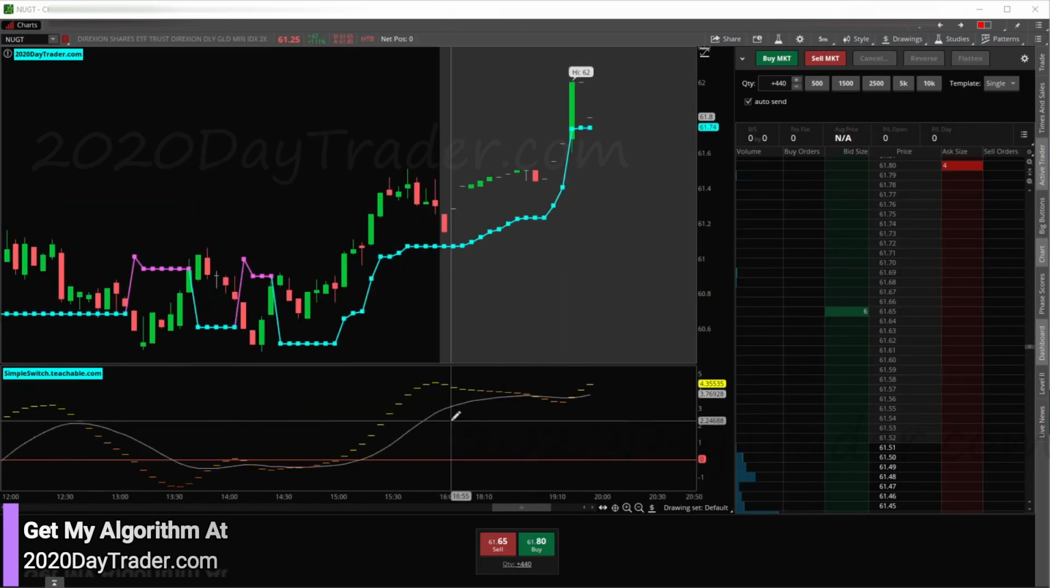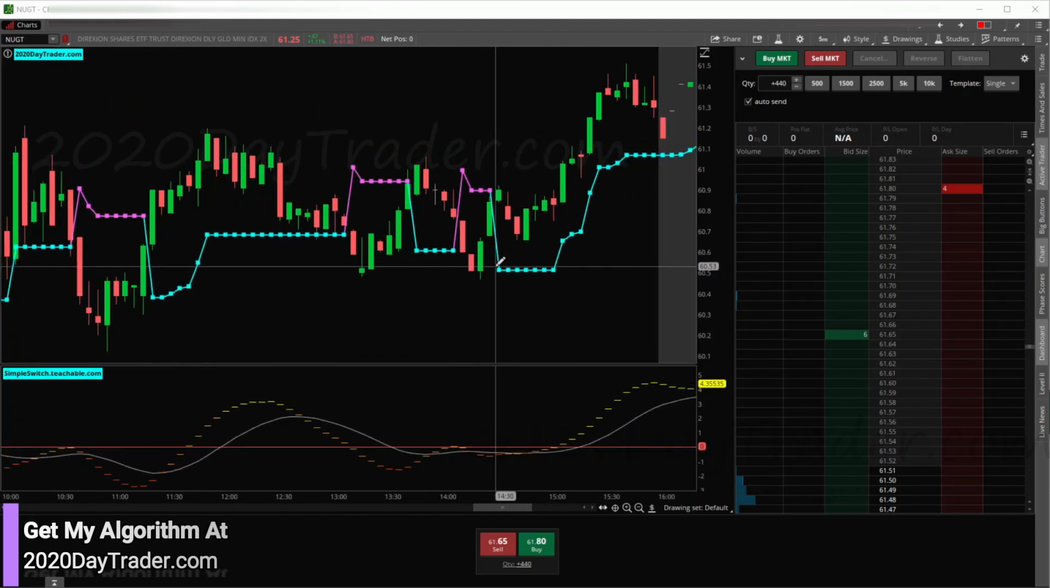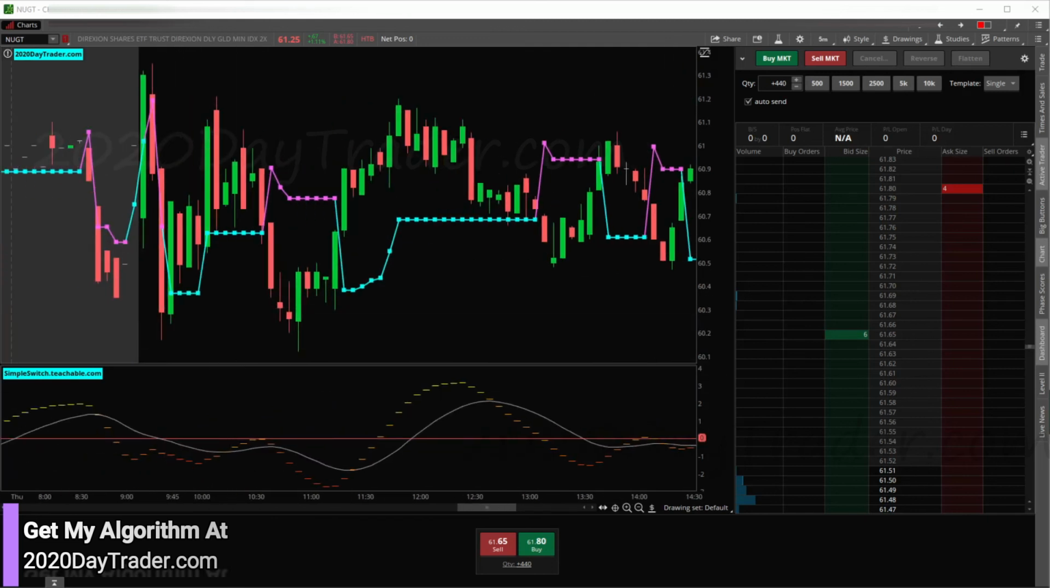And then NUG, right here. We got nothing going on with NUG. Lots of switches, but no permissions. We only trade NUG to the long side, and we didn't get anything in our window. Our trade window is 9:30 to 12:30.